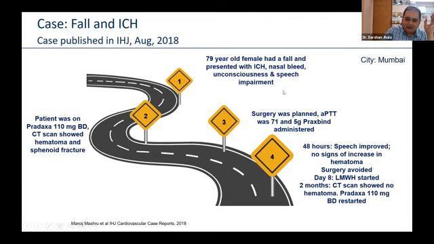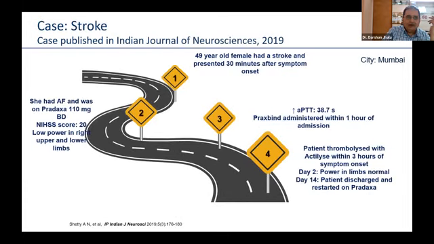So we have good evidence, in terms of an actual case, that you could reverse the effect, avoid surgery, and after some time restart anticoagulation, because this patient had non-valvular AF and needed anticoagulation. So this is one kind of case.